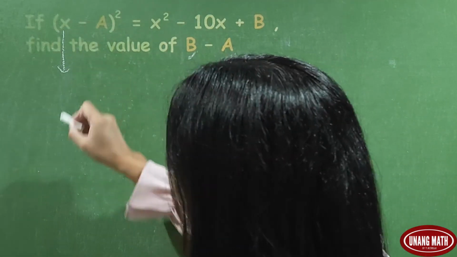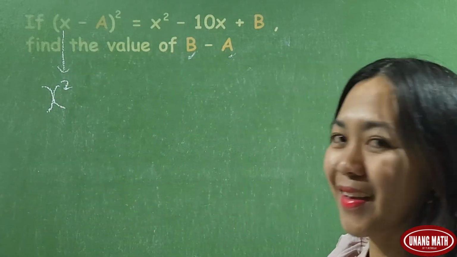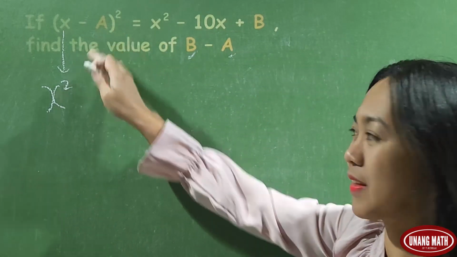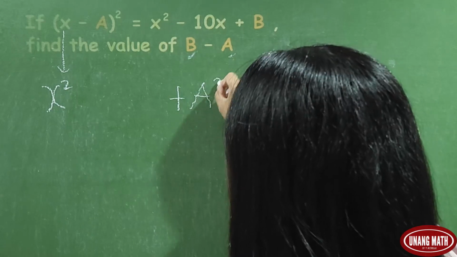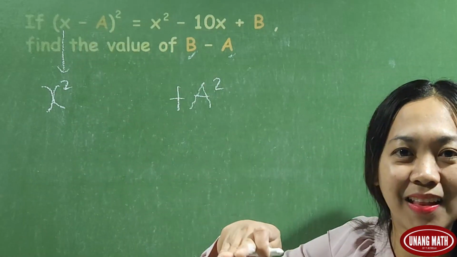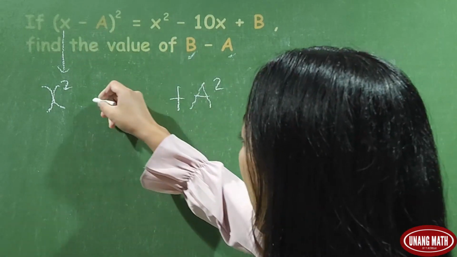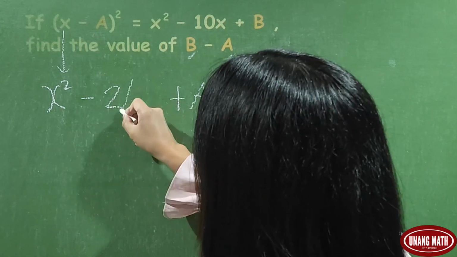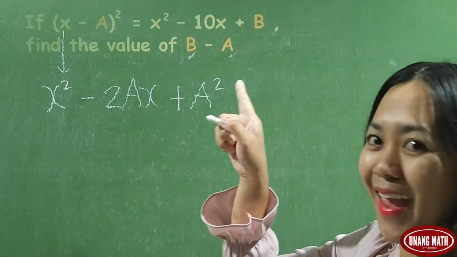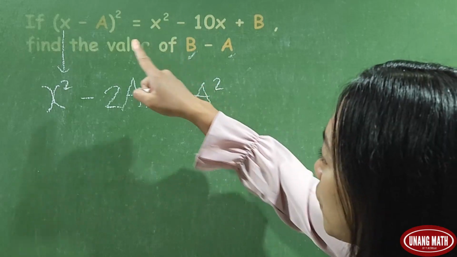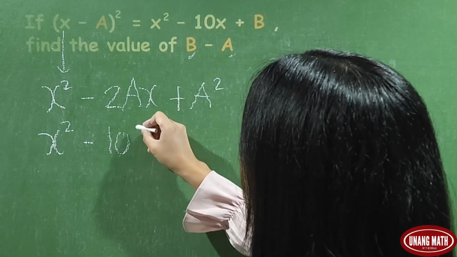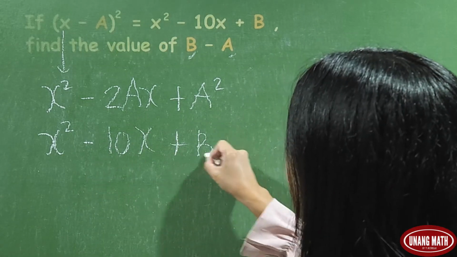So x times x, then that would be x squared. Negative a times negative a is positive a squared. So plus a squared. And then x times negative a, that would be negative ax times 2. Then we have negative 2ax. So x squared minus 2ax plus a squared. Okay, according to this is equal to x squared minus 10x plus b.